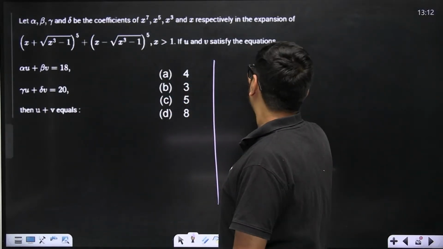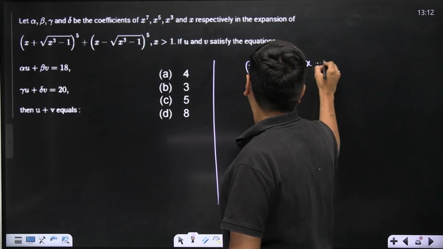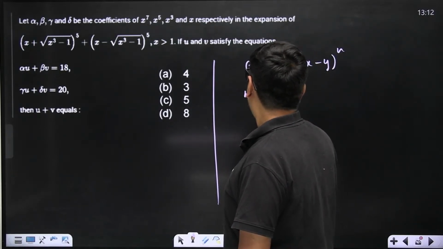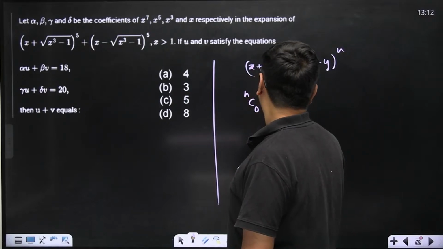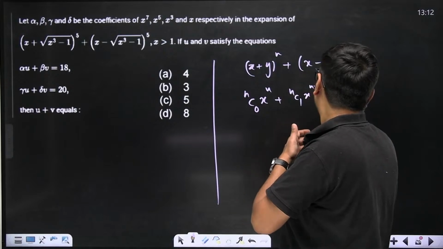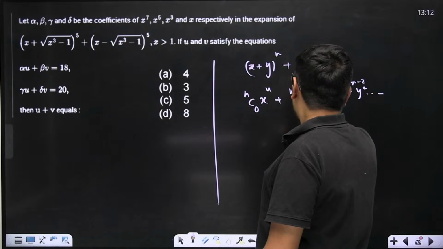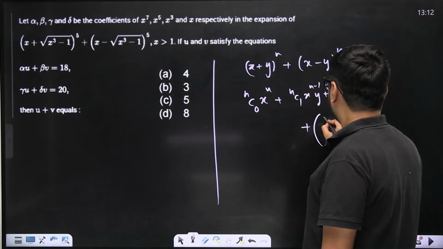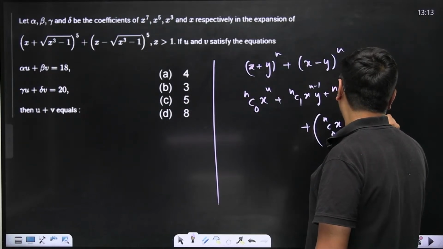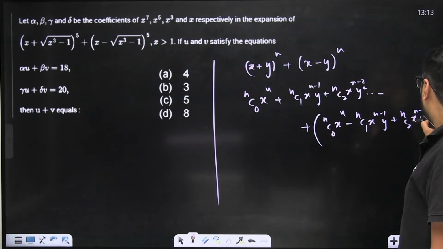So suppose we expand (x plus y) to the power n plus (x minus y) to the power n. If you observe, this will be nC0 x to the power n, plus nC1 x to the power n minus 1 y, plus nC2 x to the power n minus 2 y square, and it will go like this. And this other thing is nC0 x to the power n minus nC1 x to the power n minus 1 y plus nC2 x to the power n minus 2 y square, right?